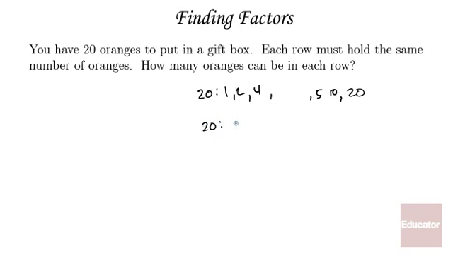So possible arrangements are 1 orange in a row, 2 in a row, 4 in a row, 5 in a row, 10 in a row, or 20 in a row.